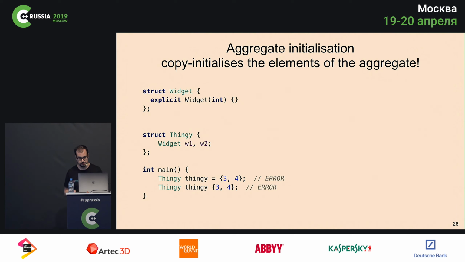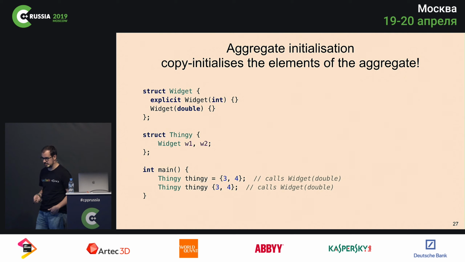It's the same thing. And then again, if you have this other constructor, which is not an explicit constructor, then that one is going to get called, and not the int one, which you might expect. Right? So aggregate initialization means element-wise copy initialization.